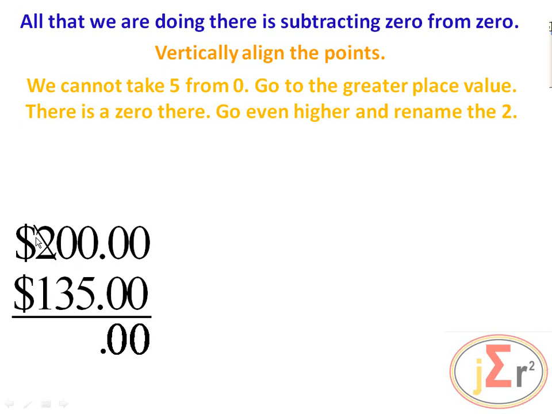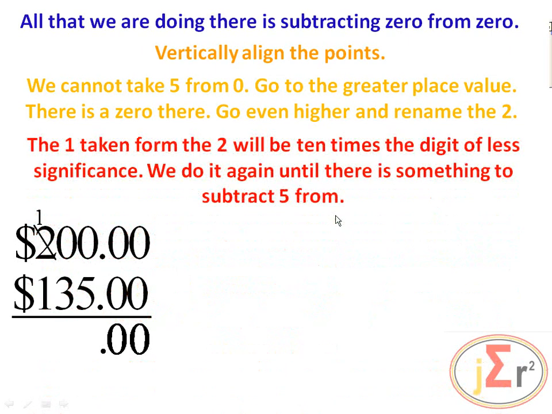And remember now that after renaming the 2, the value has to be transferred all the way down to the 0. Down to the 5. Right, all the way down to the 5 that we are subtracting. The 1 taken from 2 will be 10 times the digit of less significance. So when we are here, if we take out a 1, if we place it here, it will be what? 10 times the digit of less significance.